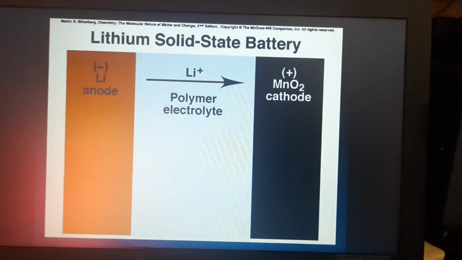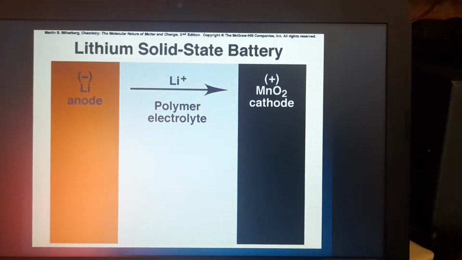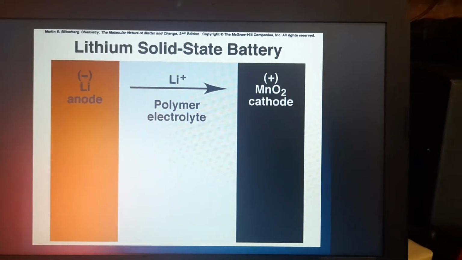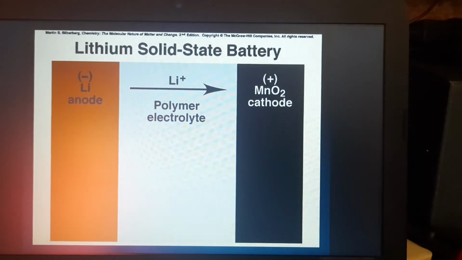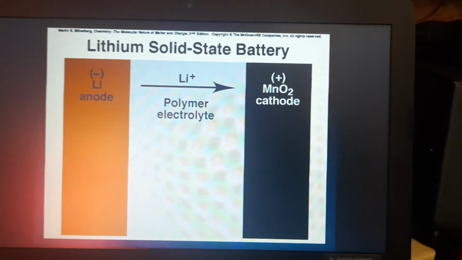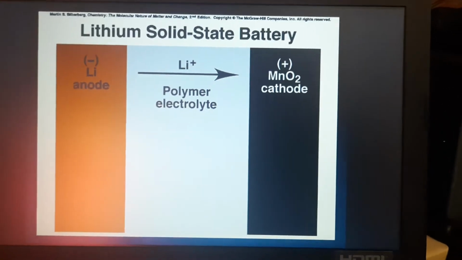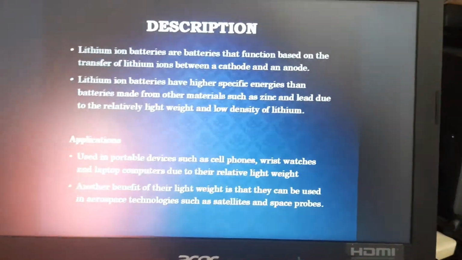Next, let's come to the lithium solid state battery. The lithium solid state battery has lithium ion, that is a polymer electrolyte, and lithium is used as the anode and manganese dioxide is used as the cathode. You can see the structure here clearly. So this is the structure of the lithium solid state battery. Let's read the description.